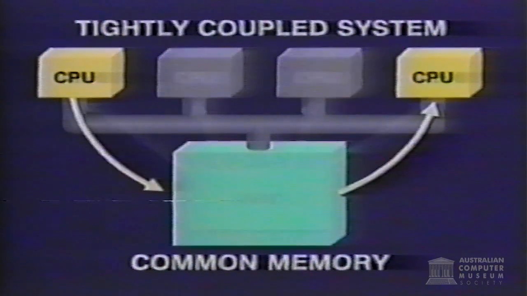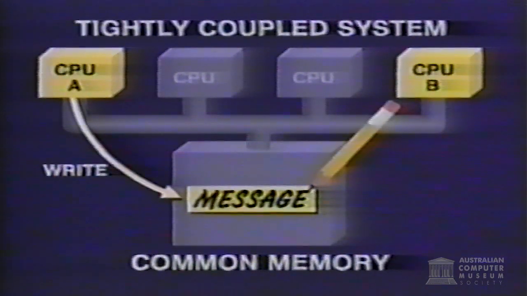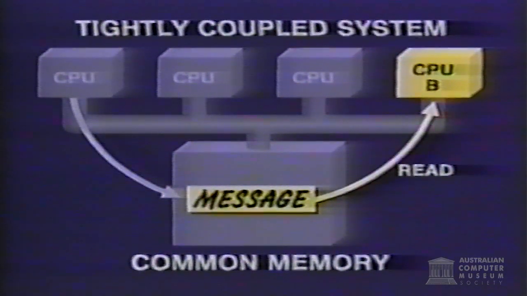When one CPU needs to communicate with another, it does so through the common memory. Thus, memory can be used as a medium for exchanging messages. If processor A wishes to communicate with processor B, it writes its message to memory, and processor B then reads the message. Because memory can be accessed quickly by the CPUs, this method of communication is very fast.